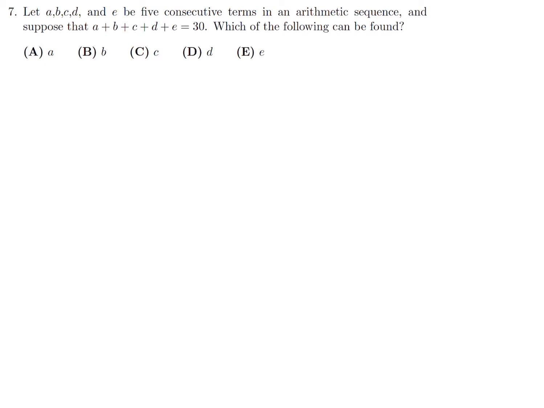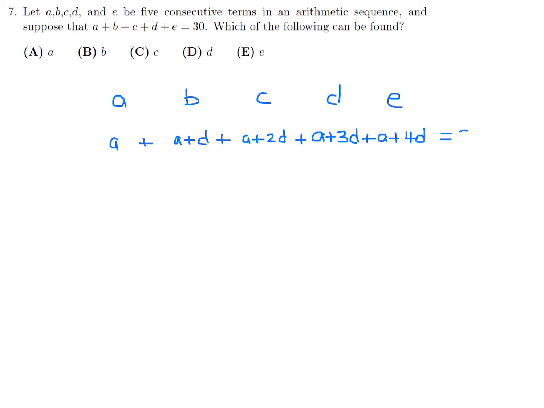Let A, B, C, D, and E be 5 consecutive terms in an arithmetic sequence, and suppose that A plus B plus C plus D plus E is equal to 30. Which of the following can be found? A, B, C, D, and E are consecutive terms in an arithmetic sequence, so that means they are of the form A, A plus D, A plus 2D, A plus 3D, and A plus 4D, like that. Now they tell you that if you add them all up, it equals 30.